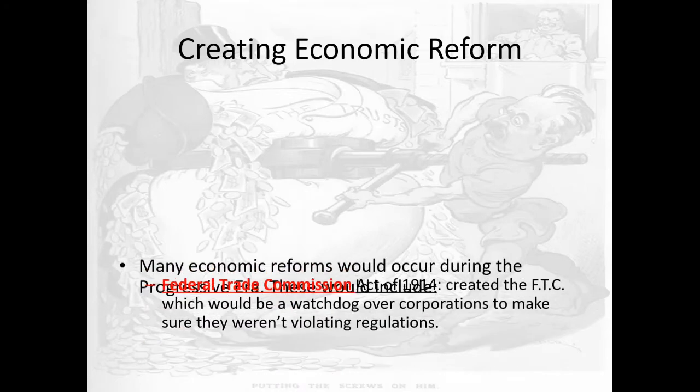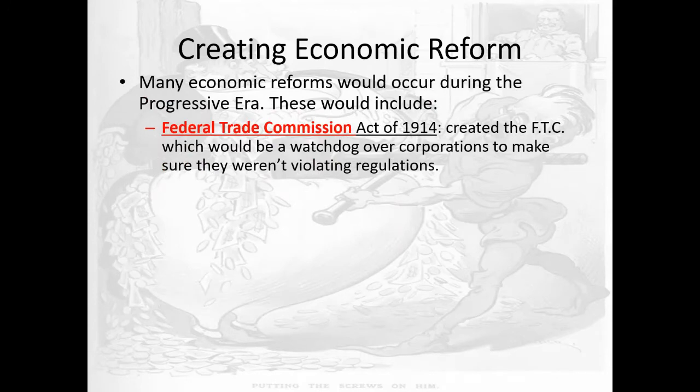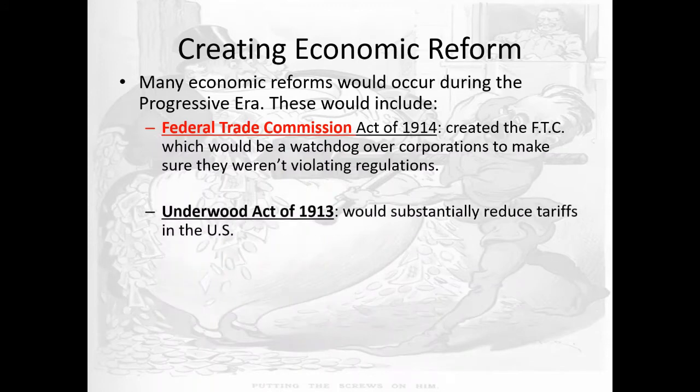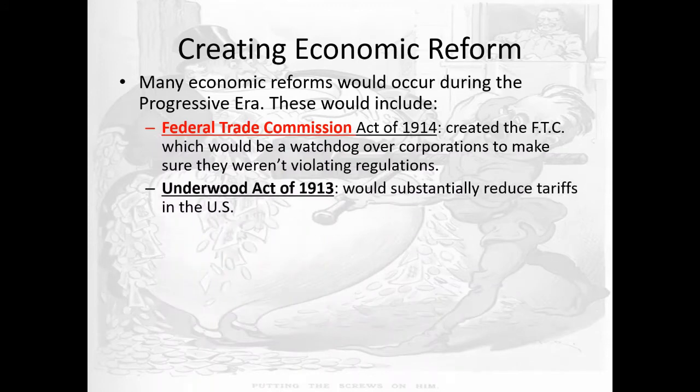And now we're going to talk about creating economic reform. Many economic reforms would occur during the Progressive Era, and these would include the Federal Trade Commission Act of 1914. This created the FTC. The FTC would be a watchdog over corporations to make sure they weren't violating regulations. We have the Underwood Act of 1913, which would reduce tariffs in the U.S.